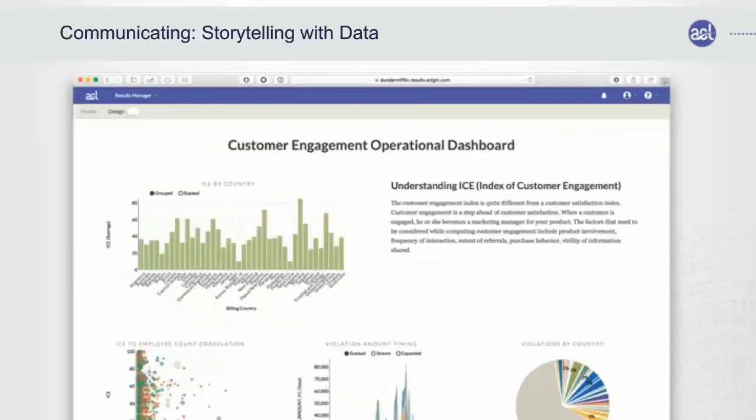Now, I mentioned storytelling with data, and I think this is an example that begins to get at it. It's our ICE operational dashboard. But the point I want to make here is that charts and graphs in and of themselves are just charts and graphs.